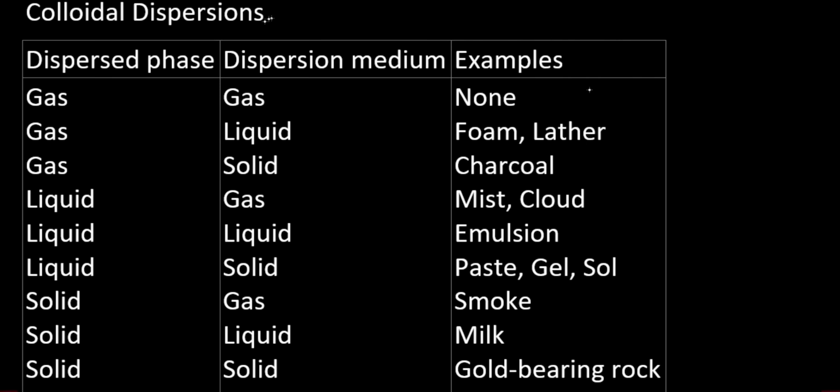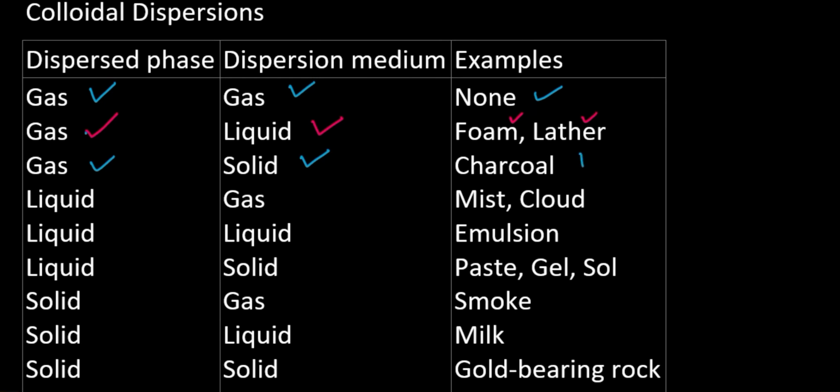Colloidal dispersions. The dispersed phase is like a solute, and the dispersion medium is like a solvent. We have a gas dissolved in gas; there's no example for that. We have a gas dissolved in liquid; the example is foam, leather. We have a gas dissolved in solid.